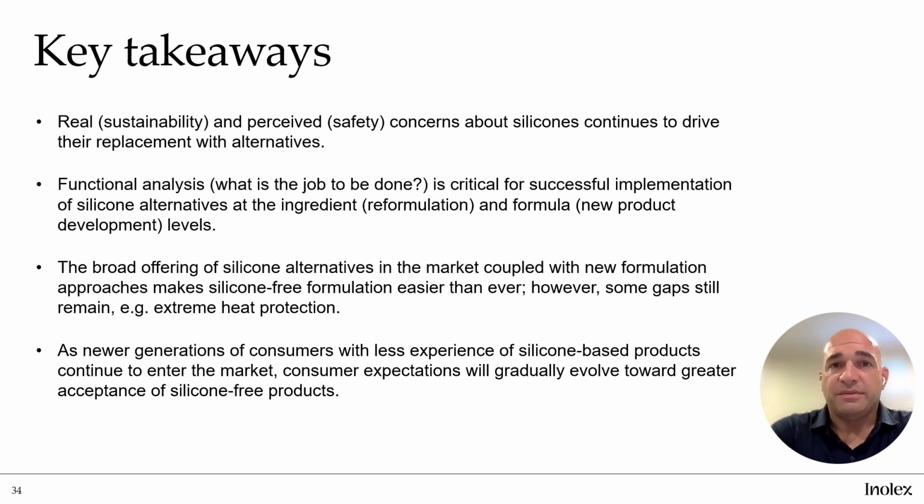I think there'll still be some gaps. So for example, in the area of heat protection, I'm not convinced that there's any organic chemistry out there today that can compete with silicone chemistry when it comes to the thermal stability required for effective heat protection, for example, from a straightening iron or a curling iron. So we'll continue to look for innovation in that space to help close some of those gaps.